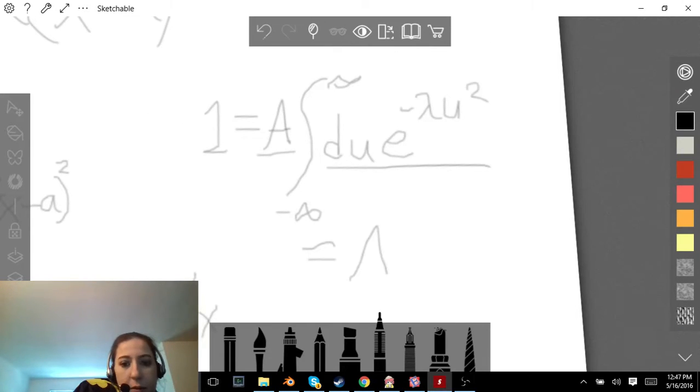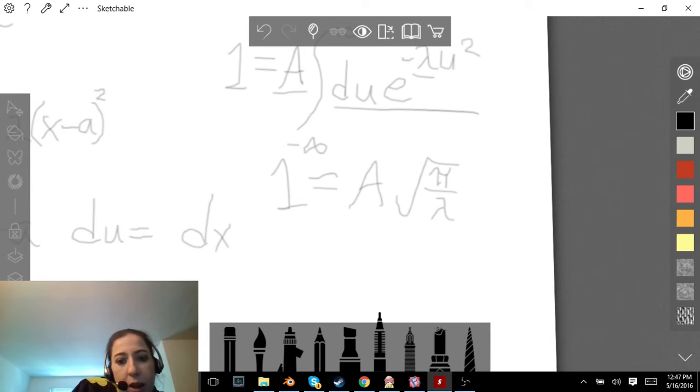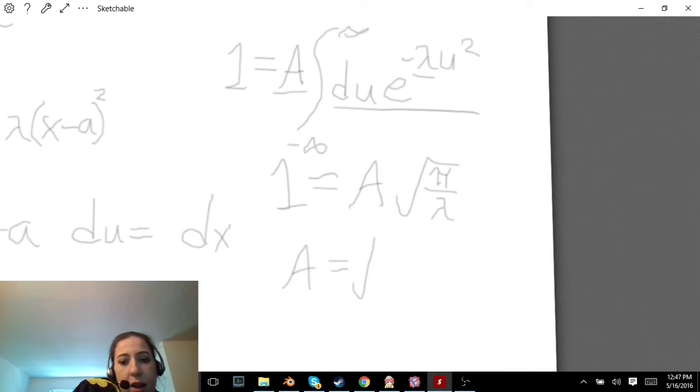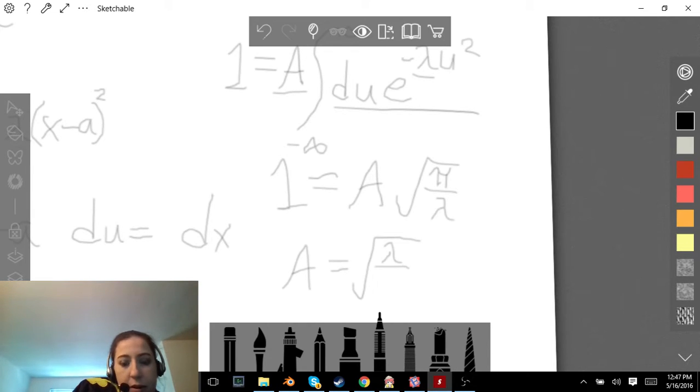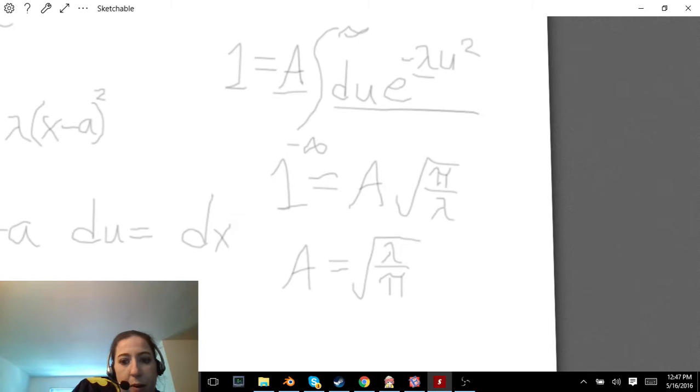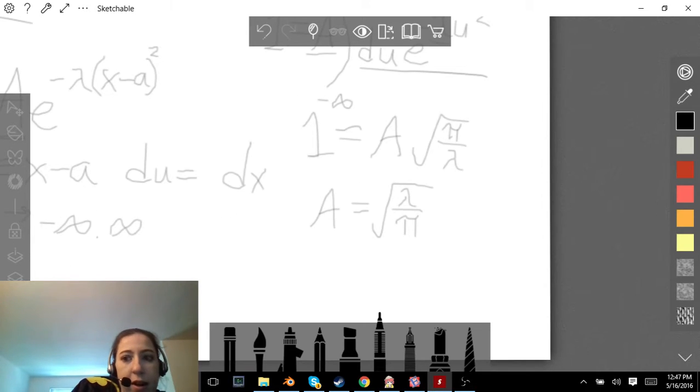And what you're going to get is the a coming out there. And that's just going to equal square root of pi over this other constant lambda. We solve that for a, and we get that a equals square root of lambda over pi. So that's our answer for part A.